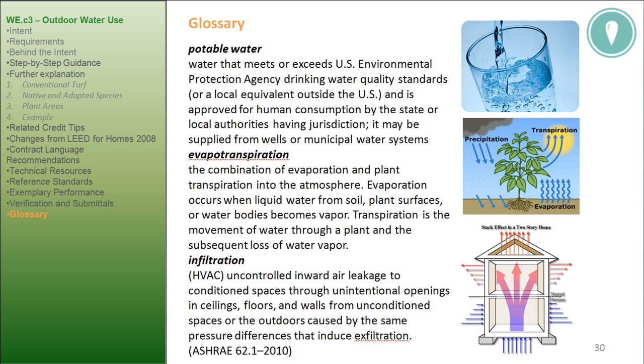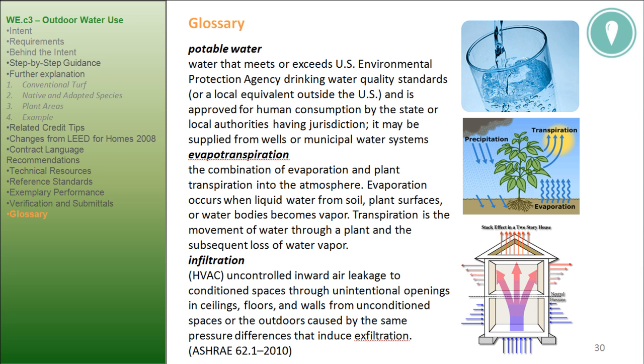Glossary. Potable water. Water that meets or exceeds U.S. Environmental Protection Agency drinking water quality standards, or a local equivalent outside the U.S., and is approved for human consumption by the state or local authorities having jurisdiction. It may be supplied from wells or municipal water systems. Evapotranspiration. The combination of evaporation and plant transpiration into the atmosphere. Evaporation occurs when liquid water from soil, plant surfaces, or water bodies becomes vapor. Transpiration is the movement of water through a plant and the subsequent loss of water vapor.